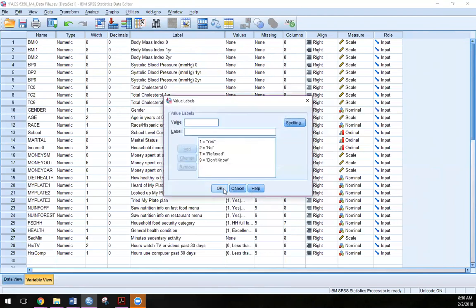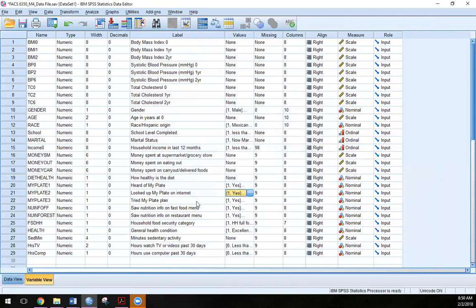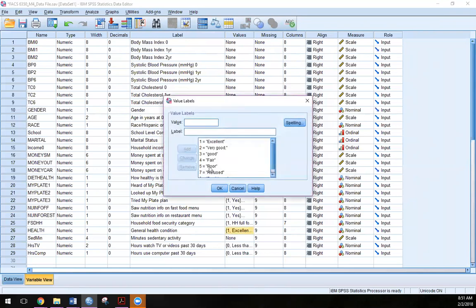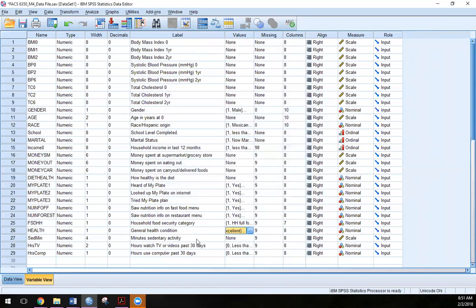So this is, have you ever looked up MyPlate on the internet? Have you tried MyPlate? Have you looked at information on the fast food menu, on restaurant menus? And so these are the ones that are particularly helpful. General health conditions. So are people that have poor health more or less likely to have a low BMI or have a high BMI? So think through what questions you can ask, and you can use any of these variables that you want.